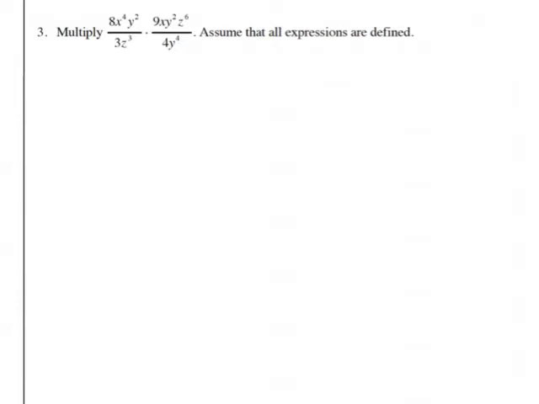Now, I want to point one more thing out to you here. It says assume that everything is defined. That means you do not need to set any of the variables in the denominator equal to 0. So you can just simplify it. Okay, pause it, and then we'll work through it here in a minute or two when you have it done.